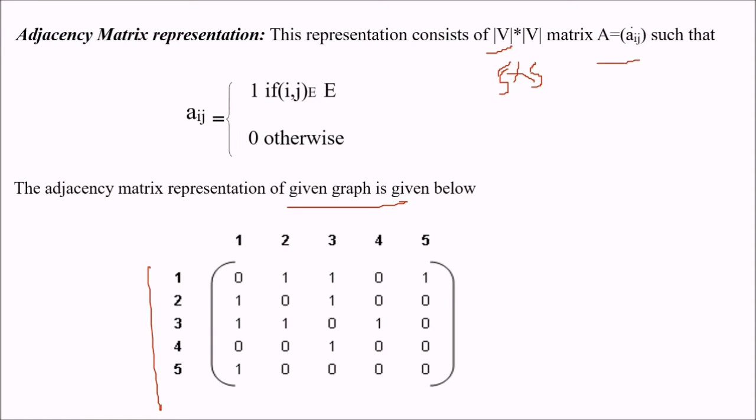We have a matrix Aij. What is Aij? If it is 1, that means you have a path from 1 to 2. And 0, that is you don't have a path from 1 to 4. You can verify it. So this is how it is made. 1 is only placed when you have a path from 1 to 3. 0 is placed if you don't have a path from 3 to say 5.